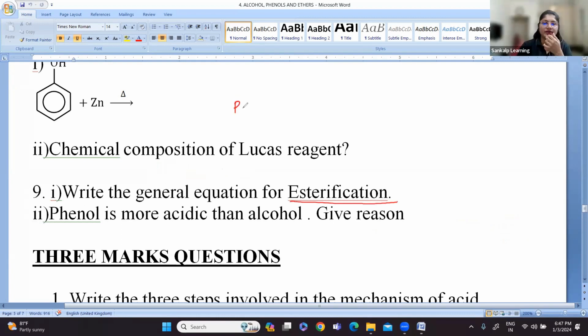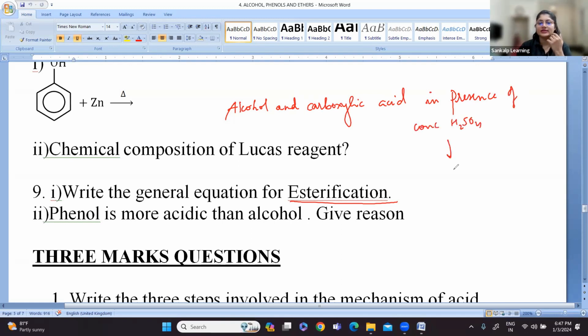Esterification is when the reaction is between an alcohol and a carboxylic acid in the presence of concentrated H2SO4. It gives you an ester.